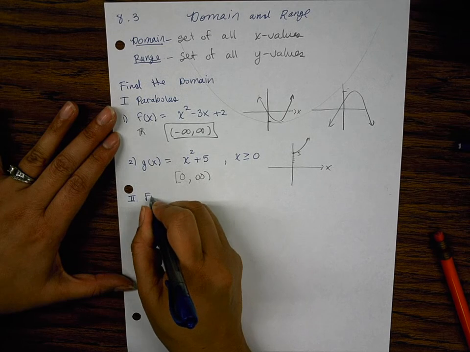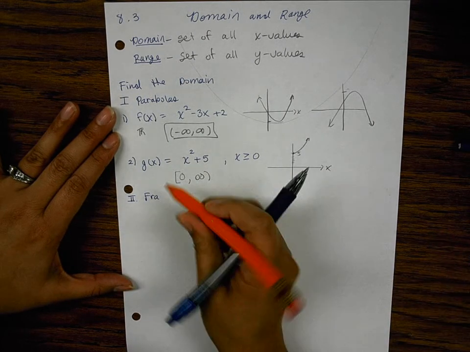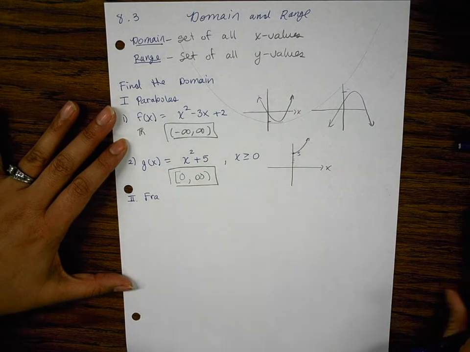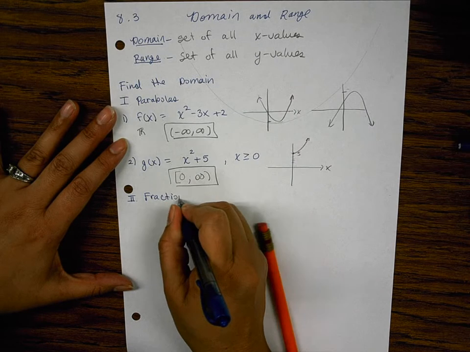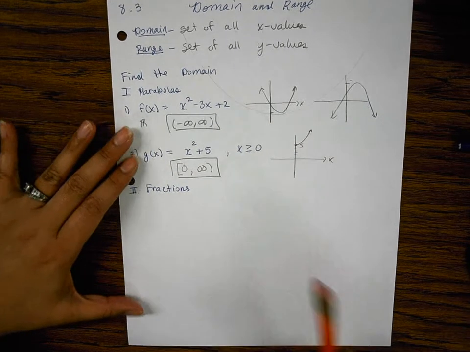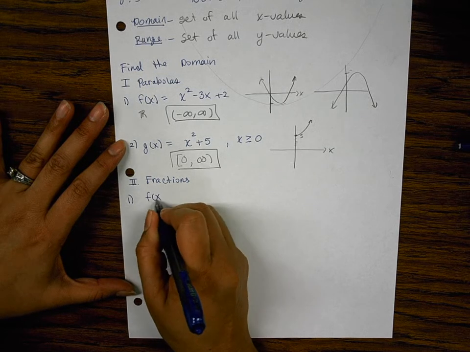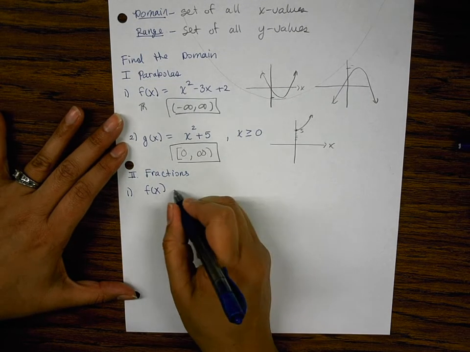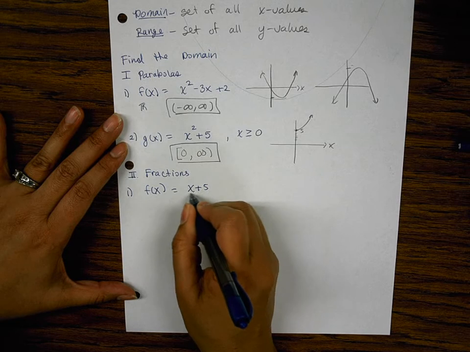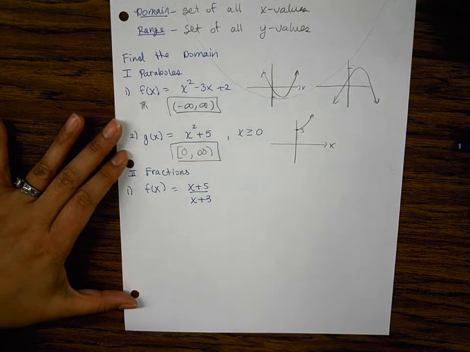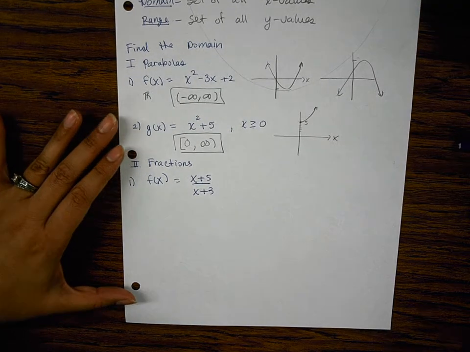All right, part 2, fractions. Let me box this in really quick. Fractions. Number 1, f of x equals x plus 5 over x plus 3.